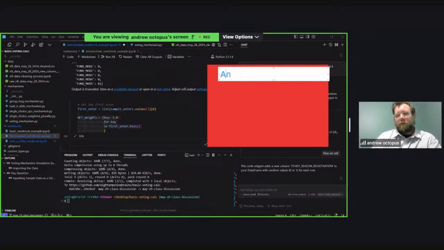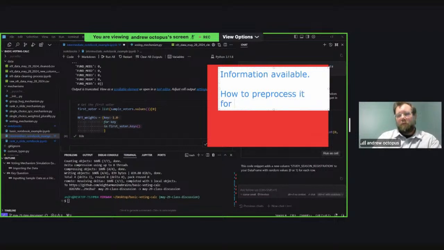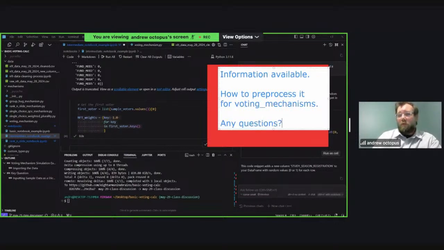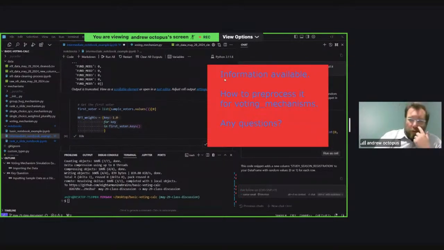So what we've covered so far is the information available and how to pre-process it for voting mechanisms. Are there any questions about that? And these need to be specific technical questions, or maybe questions about what's possible.